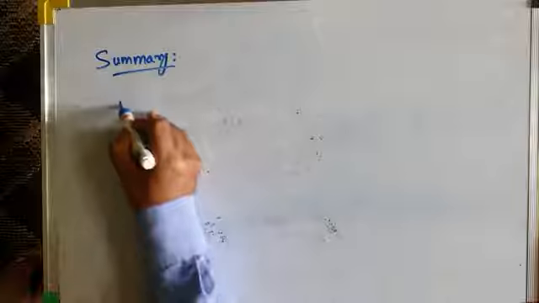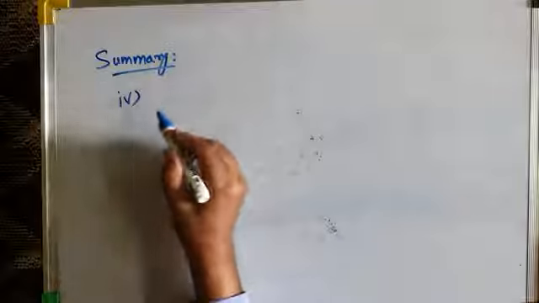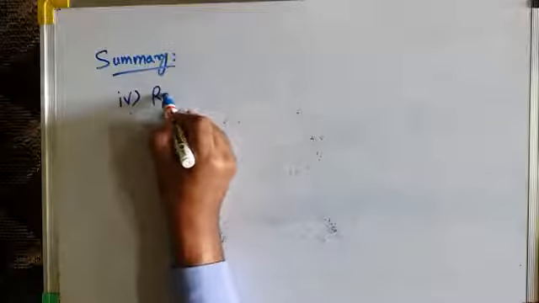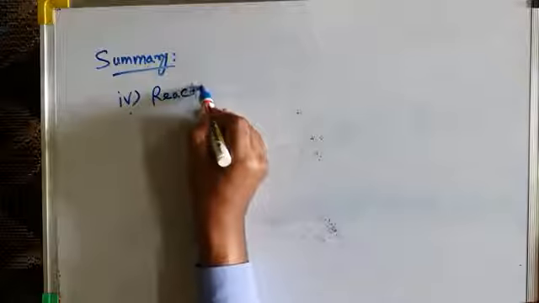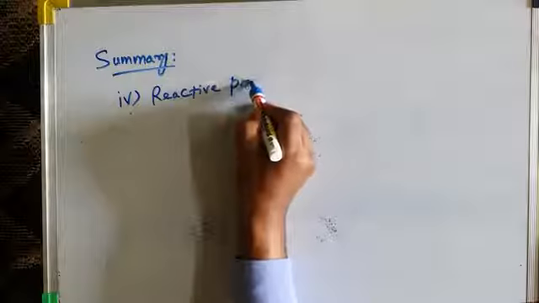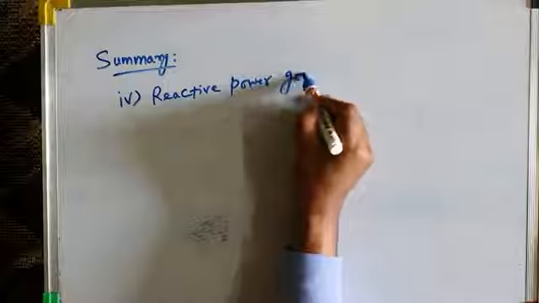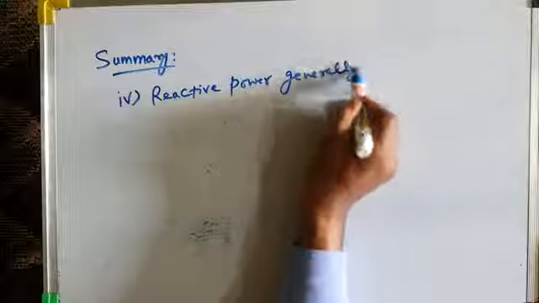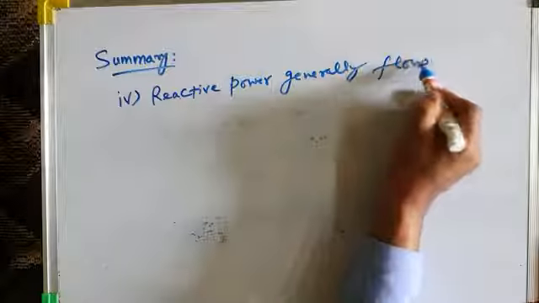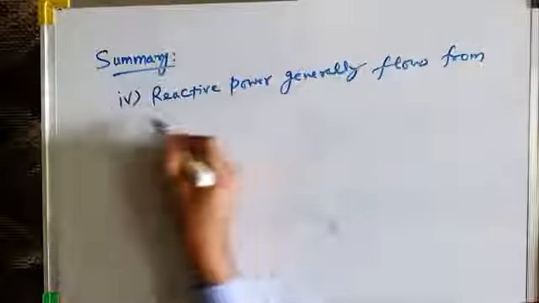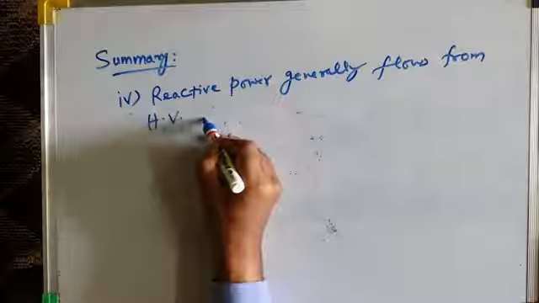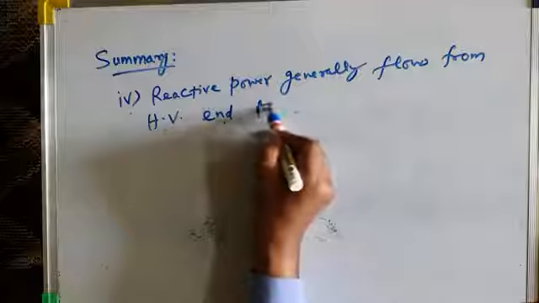Point number 4 is reactive power generally flows from high voltage side to low voltage side. Reactive power generally flows from high voltage end to low voltage end.